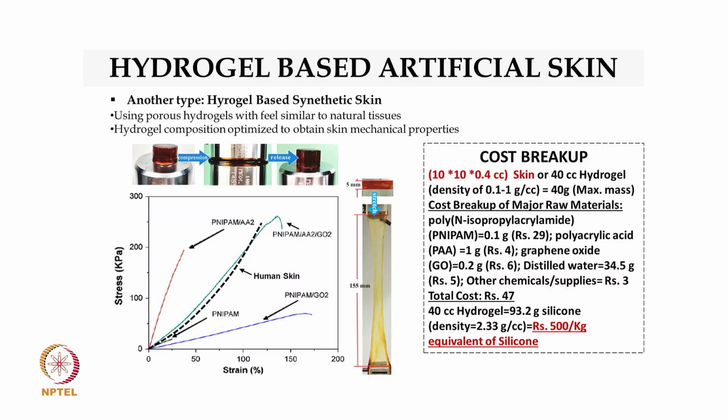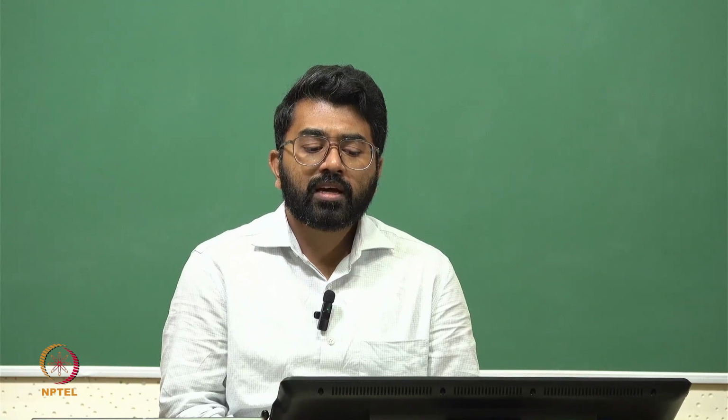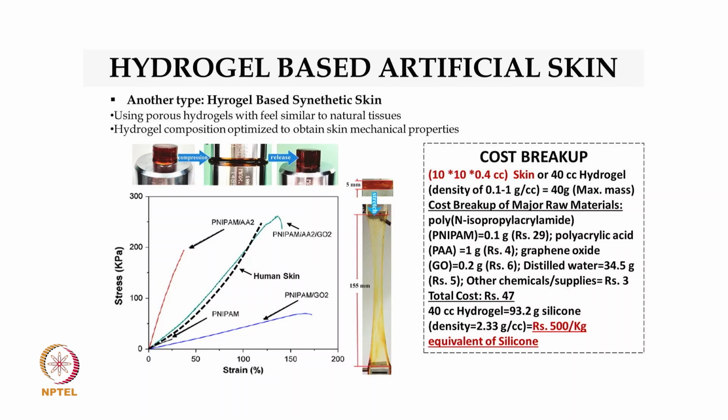We did a cost calculation because we were really focused not only on the material but also on how this would function in the Indian context. So we did a cost breakup analysis. We saw that for around 10 by 10 centimeters of skin, an artificial skin developed with hydrogels with close to 0.4 centimeters thickness amounts to 40 cc of hydrogel with a density of 0.1 to 1 gram per cc, which will lead to approximately 40 grams maximum mass.